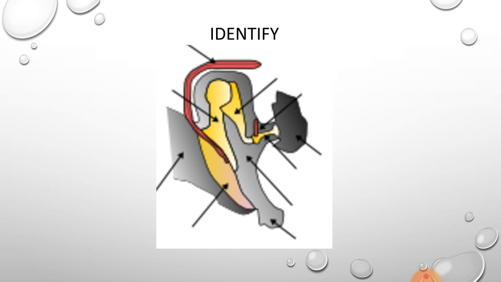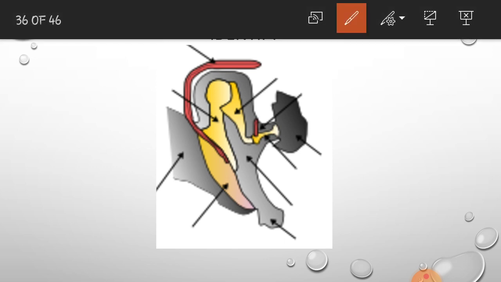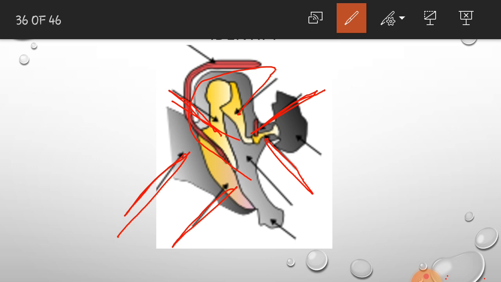Here also we can identify that this is malleus, incus, stapes, this muscle is stapedius, this is tensor tympani muscle, this is handle of malleus, this is external acoustic meatus or external auditory canal, this is hypotympanum, this is tympanic cavity proper, and this is attic. Into the attic extends the head of malleus and the body of incus.